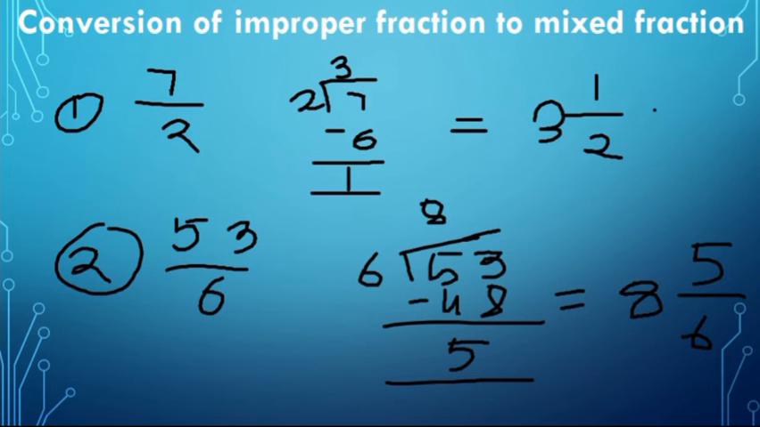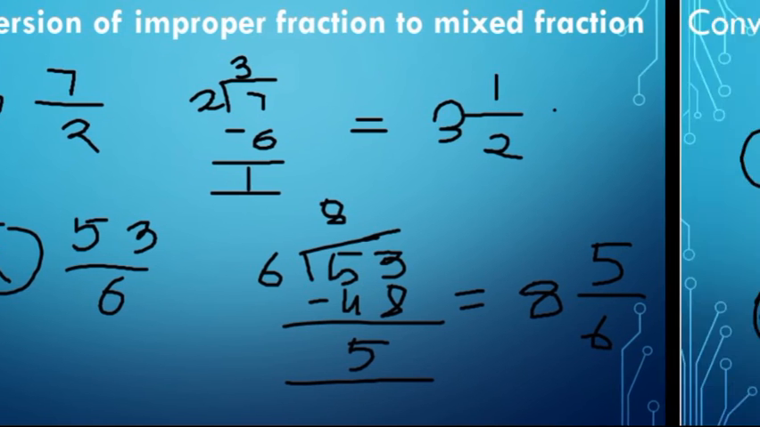Now let's see the second one. That is 53 by 6. Now write 6 here. Now count the tables of 6. You get 6 8s are 48. Now subtract it. 53 minus 48. You get 5, right? Now as I have said in the previous example, you will do the same. You will write the quotient as the integral part, the remainder as the numerator, and the denominator will be the same. So as the result I will get 8 5/6.